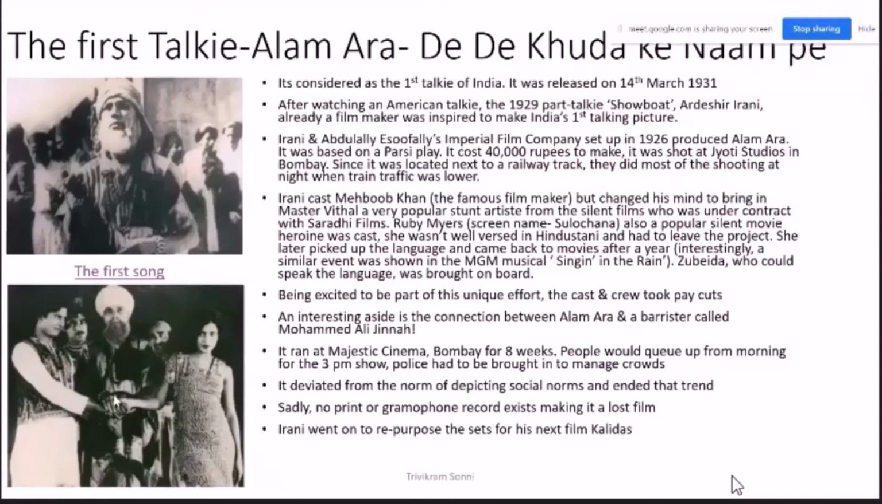I don't know if some of you have seen this MGM musical called Singing in the Rain. Singing in the Rain talks about that particular phase of Hollywood when the silent era was giving way to the talkies. And a lot of the silent era actors were going away because they had really bad voices. They couldn't sing, they couldn't emote and so on and so forth. So this whole Ruby Myers incident reminded me of what happened in Singing in the Rain, so I thought I should just bring it here.